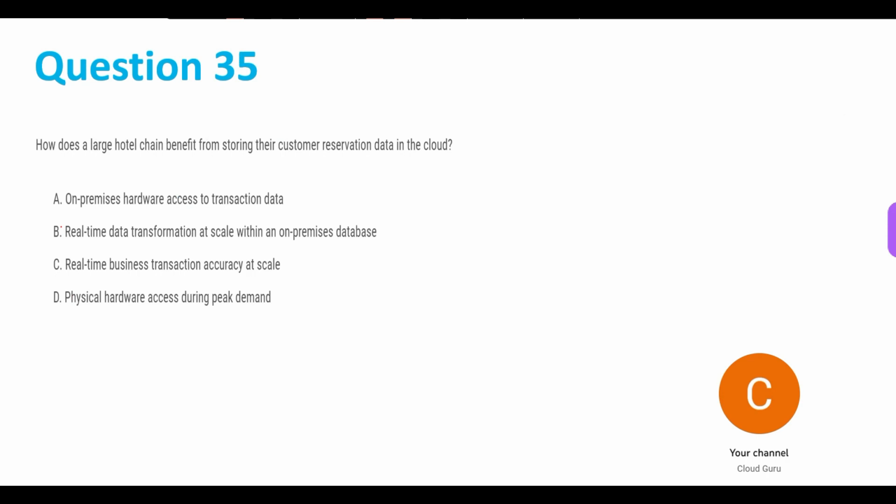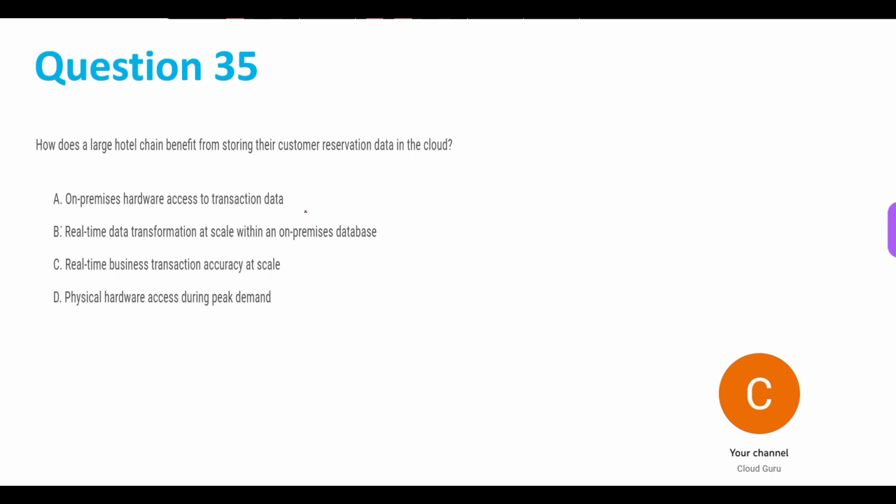All right, let's head on to the next question, question 35. It says, how does a large hotel chain benefit from storing their customer reservation data in the cloud? Option A is on-premises hardware access to the transaction data. Option B, real-time data transformation at scale within an on-premises database. Option C, real-time business transaction accuracy at scale. And option D, physical hardware access during peak demand.